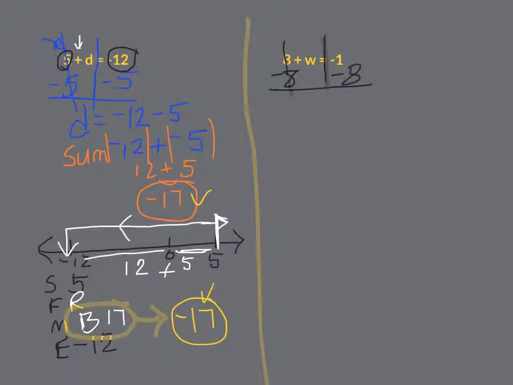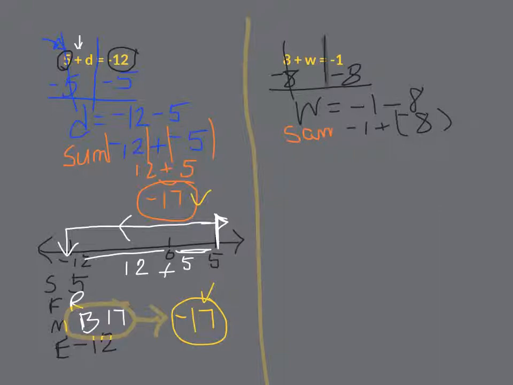So these two cancel. I'm left with w equals -1 minus 8. So I'm going to get to sing my cha-cha-cha. Don't forget to cha-cha-cha or you get it wrong. So I stay, change, change, cha-cha-cha. And now I notice that the signs are the same.